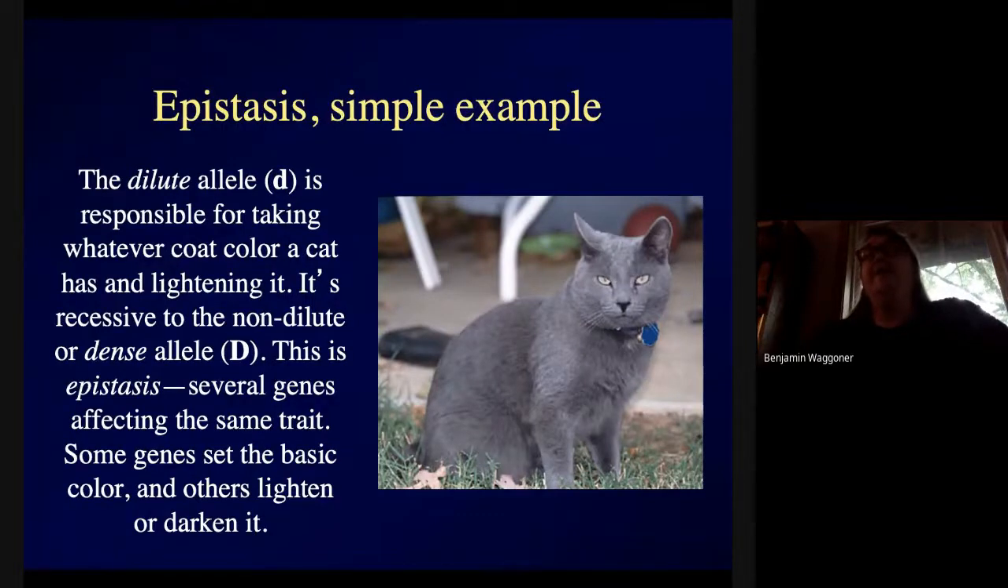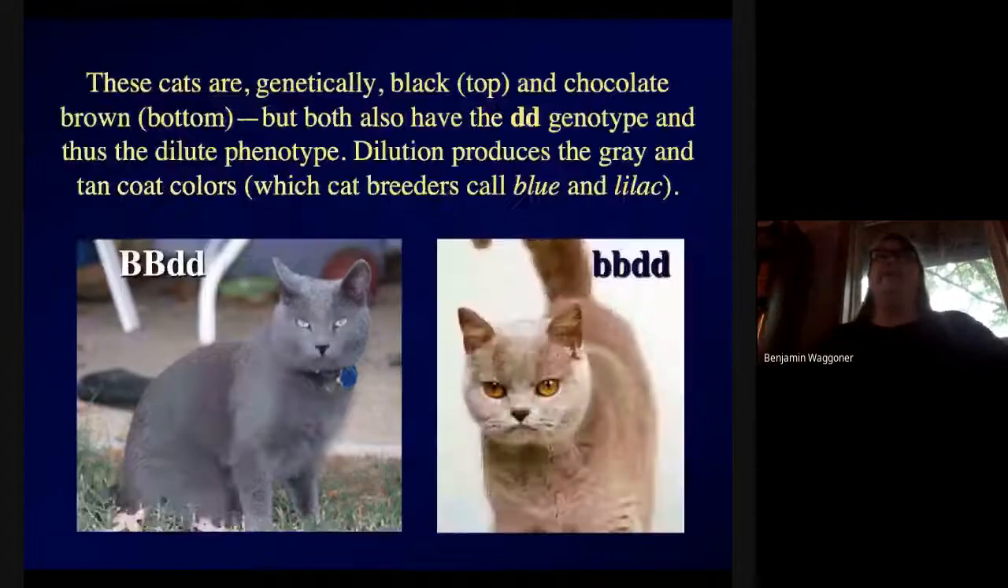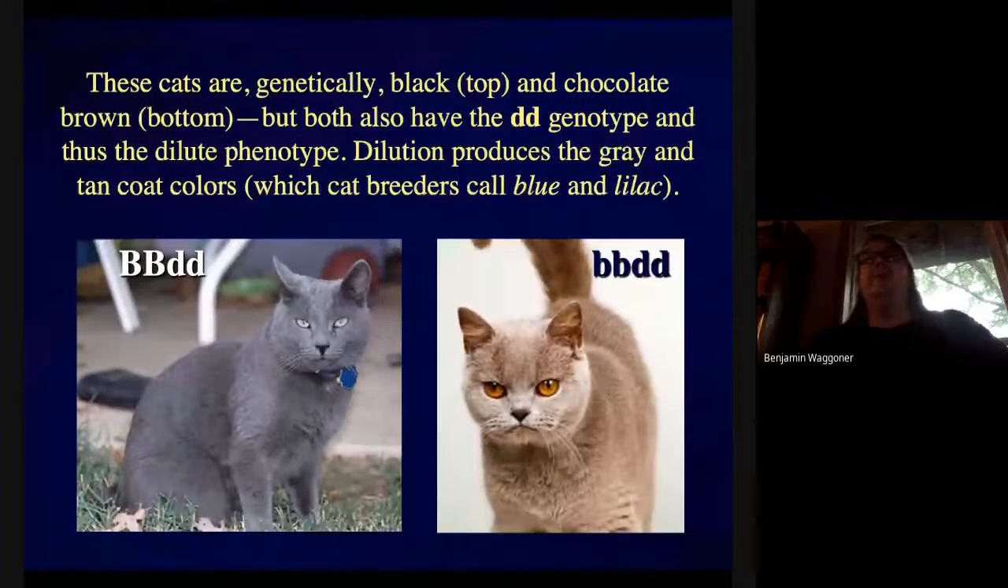And the dense and dilute alleles don't control what color the cat is. They're not genes for gray fur. They are genes for whatever the cat's color is, lighten it up a notch by affecting the way that the pigment is deployed in the hairs when they're forming. So on the left, you've got a cat that is genetically black. On the right, I don't know why I have top and bottom there. That's an error. But you've got a black cat on the left and a medium brown or chocolate brown cat on the right.